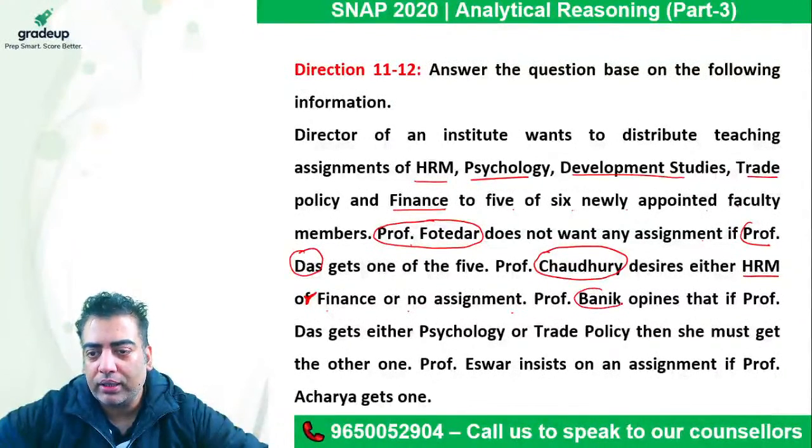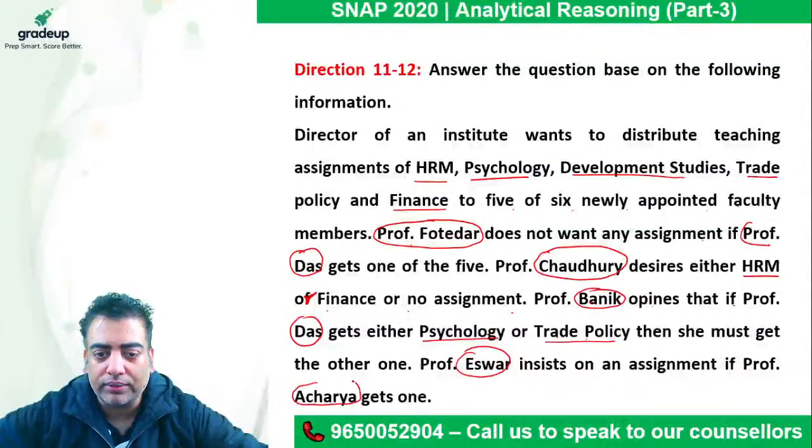Professor Banik opines that if Professor Das gets either psychology or trade policy, then she must get the other one. So if Das gets psychology, Banik must get trade policy, or if Das gets trade policy, Banik must get psychology. Professor Ishwar insists on an assignment if Professor Acharya gets one.